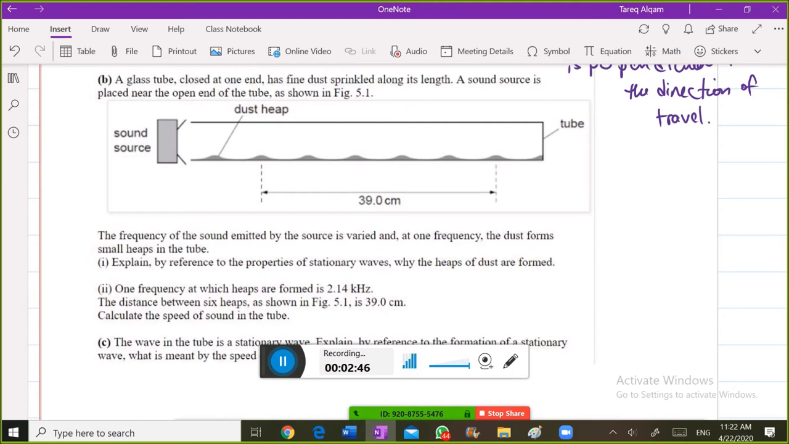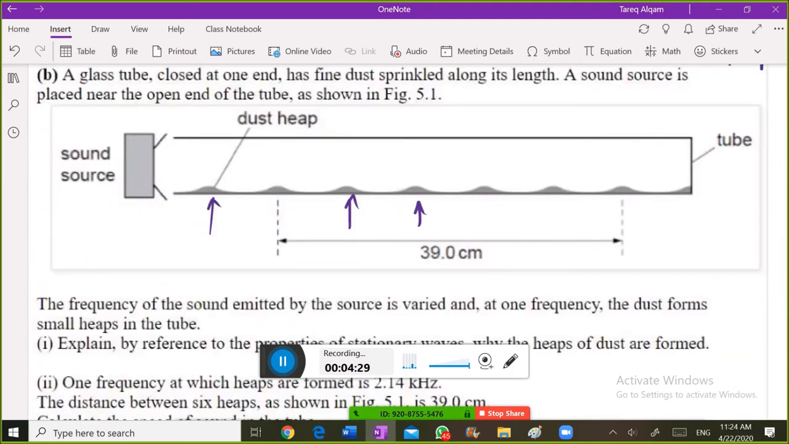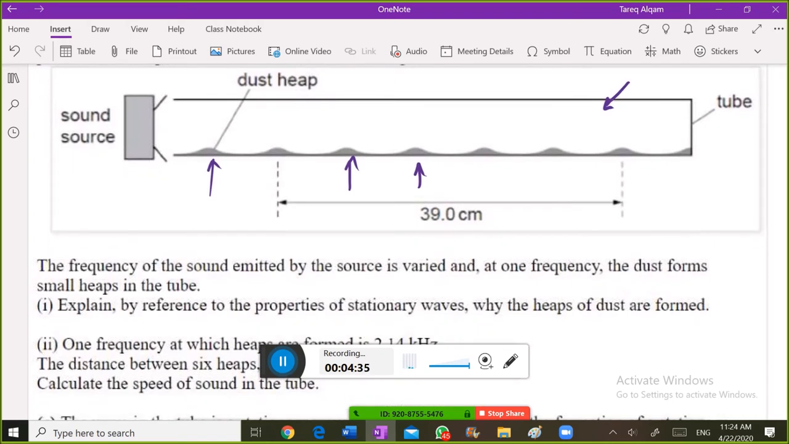Who can explain this? Here we have dust inside. Did you see it? This dust is a result of forming the standing waves, right? It says at one of the harmonic frequencies the dust forms small heaps in the tube, like this. By reference to the properties of stationary waves, why are the heaps of dust formed? Why did this happen? We have sound waves, basically the air inside the tube is moving or oscillating. So definitely the dust must oscillate.